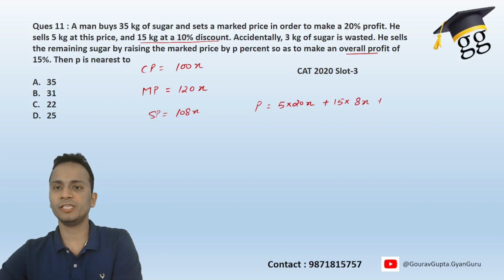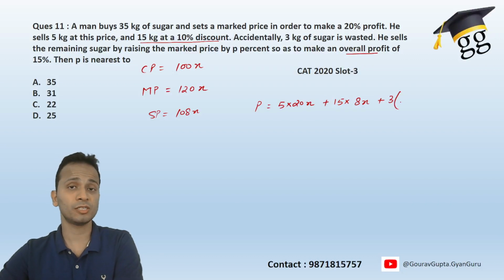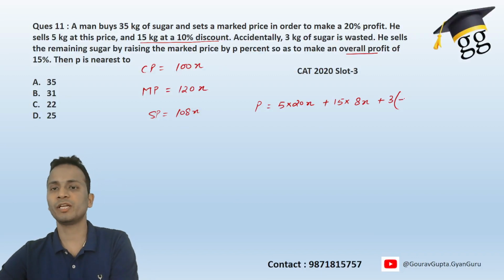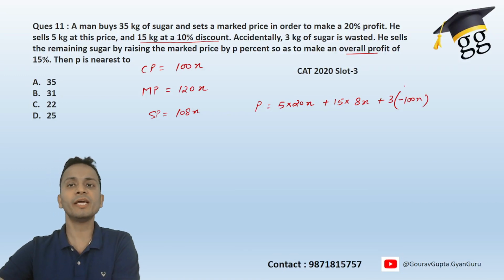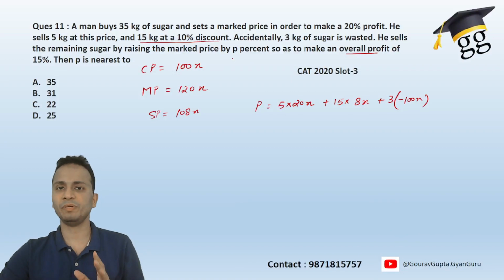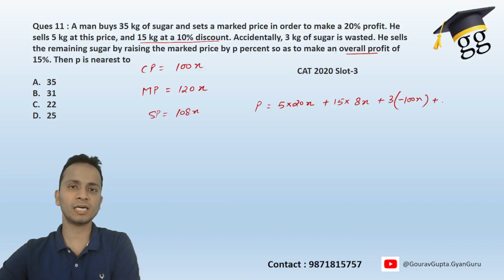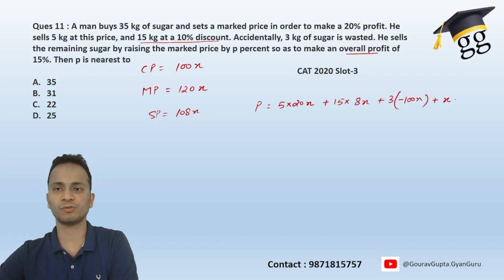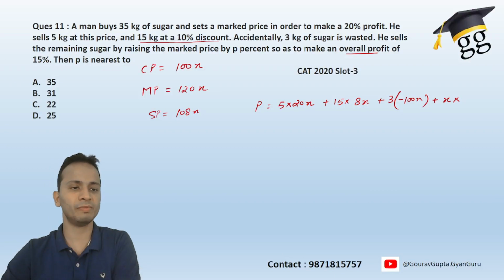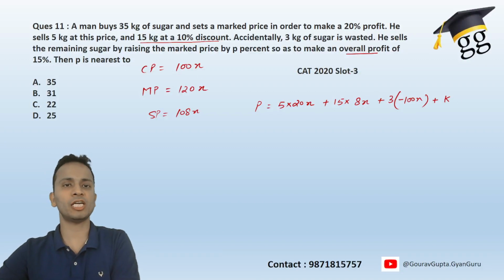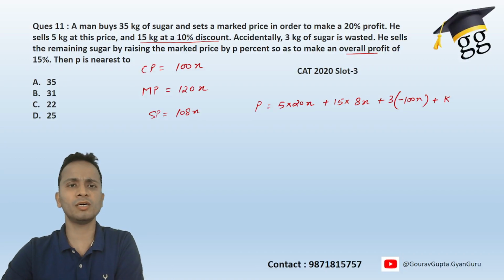Accidentally 3 kg is wasted. So 3 kg at a loss since it is wasted. So that means he's selling at 0 rupees, so there will be a loss of 100x. He sells the remaining sugar by raising the mark price by p%. So let's say he is selling the remaining sugar at a profit of, नहीं, x तो variable हम consider कर चुके हैं, at a profit of k percentage.